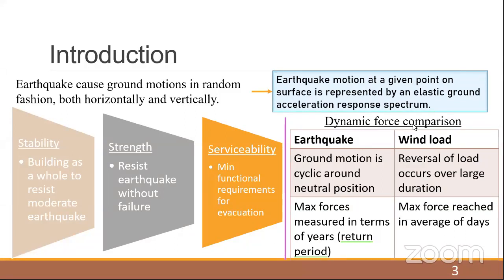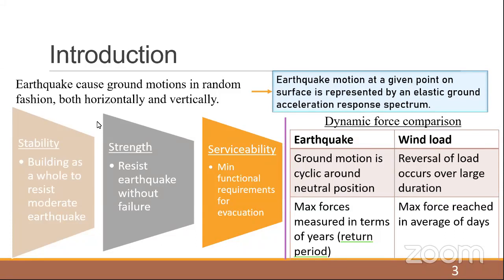In matter of stability, we are going to check that the building as a whole can resist the moderate earthquake force. Again, a building as a whole should have the strength aspect, so that it should resist earthquake without any failure. And the third part is serviceability, whereby the building should meet the minimum functional requirements, for example, for evacuations, if all structural elements are failing. It gives people time. It should not be like a time bomb.